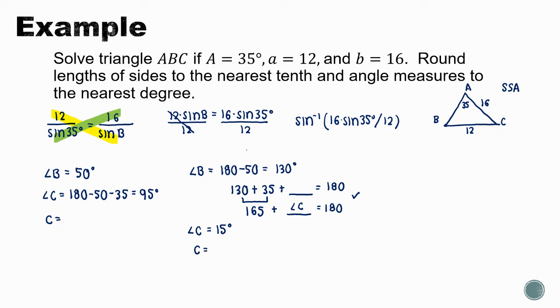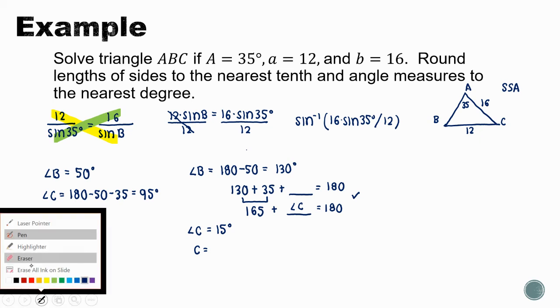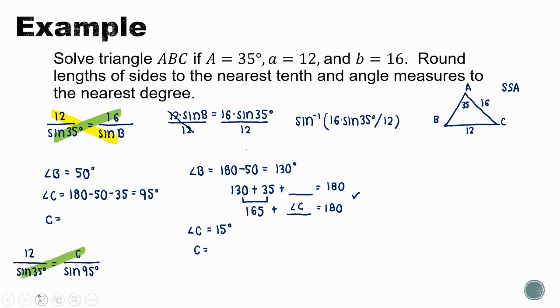So I'm going to find in the first triangle the side C. I go back to the original fraction. I want 12 over the sine of 35 degrees. If I want to find side C, notice in my first triangle, angle C is a 95-degree angle. Okay, so I'm going to cross multiply and then start solving for C.